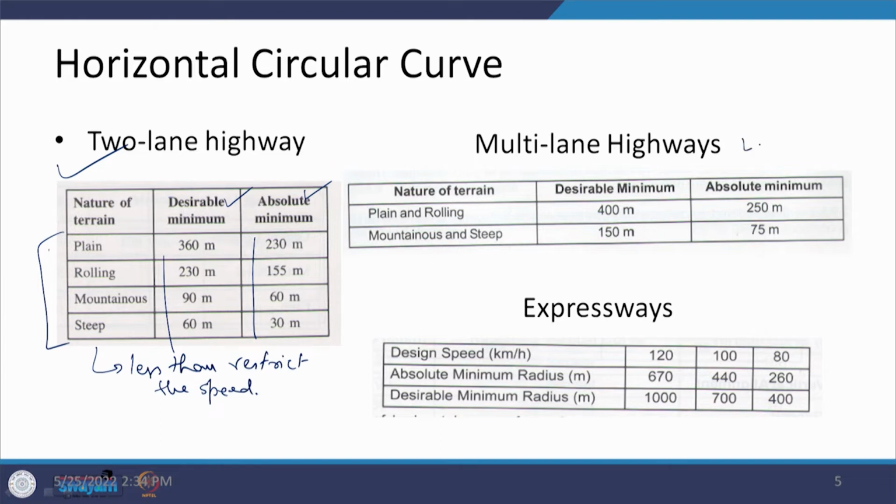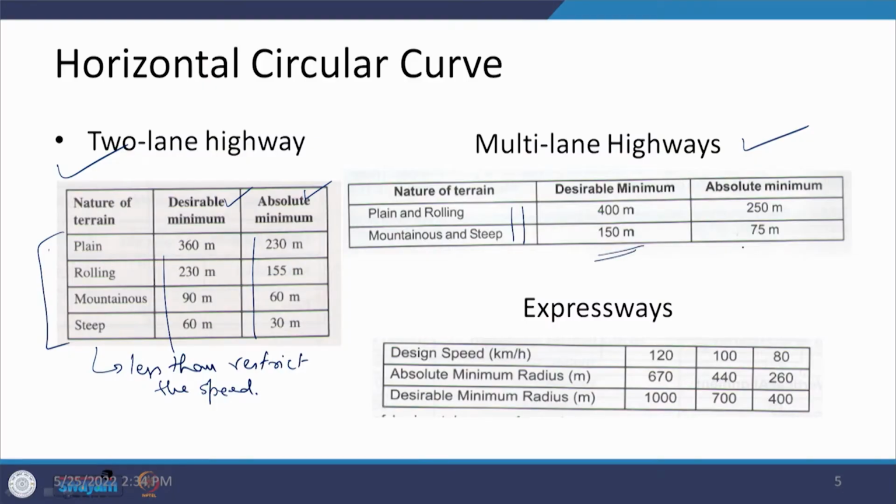Now, in the case of multi-lane highways, we have two categorizations as far as the terrain is concerned. This is plain and rolling, and mountainous and steep, and therefore, for these two again the desirable and absolute minimum values have been defined, but here you may find that exactly the same values as from the previous equation may not be working, and they have been provided on the basis of other information available and have been computed and denoted.